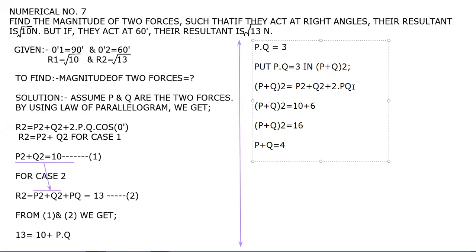So therefore, by using PQ is equal to 3 and P plus Q is equal to 4, you can term these as equation number 3 and equation number 4. You can get P is equal to 3 and Q is equal to 1. This thing we are getting here. So we are able to get the two values here.